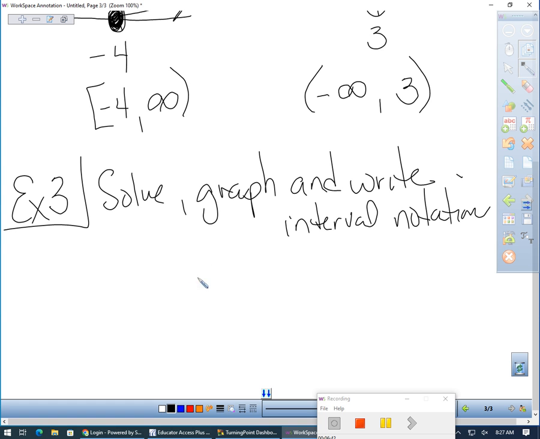So let's say I have 4 is less than or equal to k over 2.